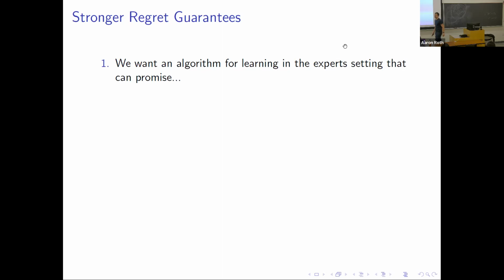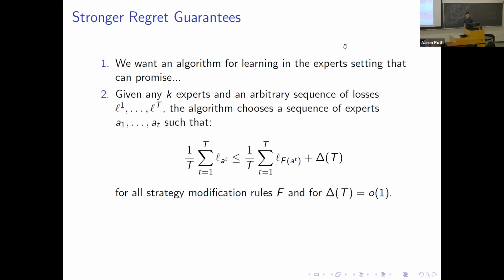Okay, so that's the approach we're going to take next class, just to set it up here. We're going to go back to the expert learning setting, and we're going to try to derive algorithms that have stronger guarantees than the polynomial weights algorithm, but in the same setting. So we want to learn an algorithm in the same expert learning setting that can guarantee the following.